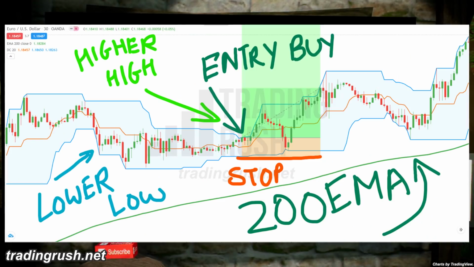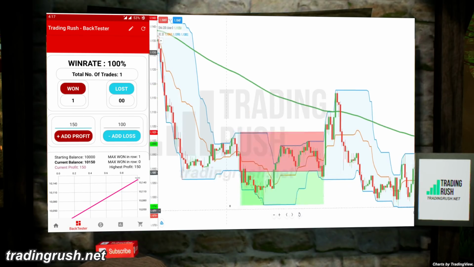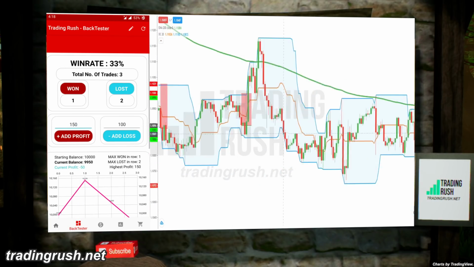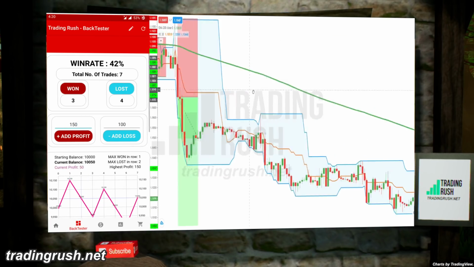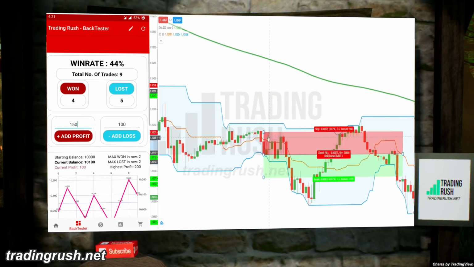So I tested Donchian Channels trading strategy 100 times using this modified setup. Here's what happened. Number 1. Since we use the 200 period moving average to find the long-term trend on an indicator that is already a trend following indicator, the end results were looking very promising.